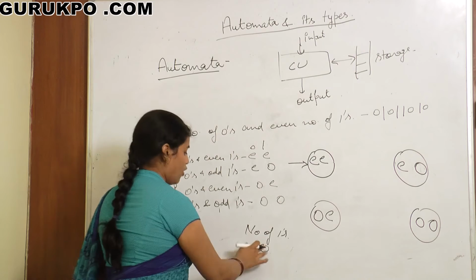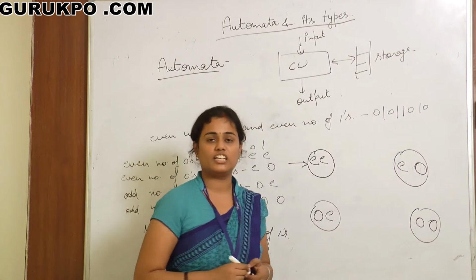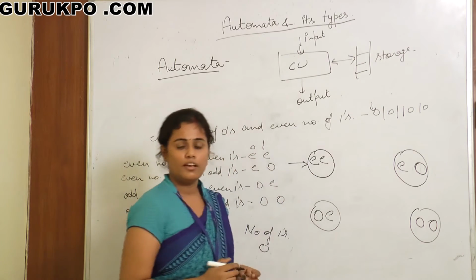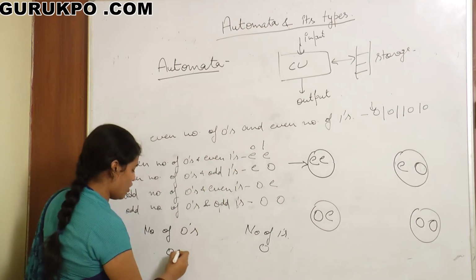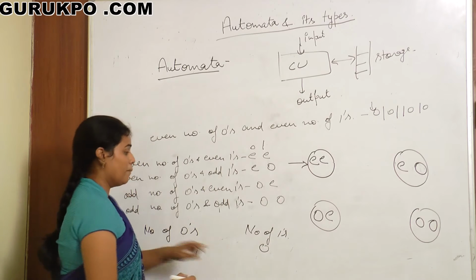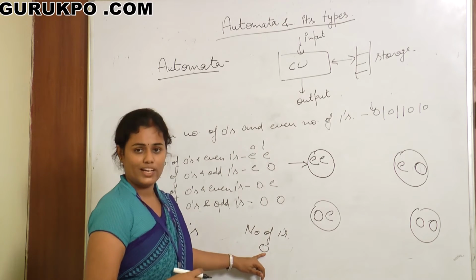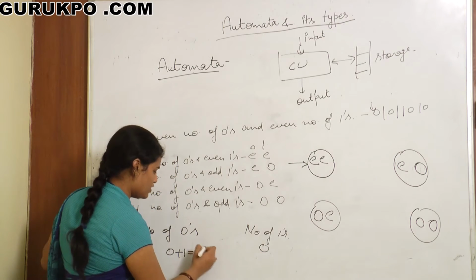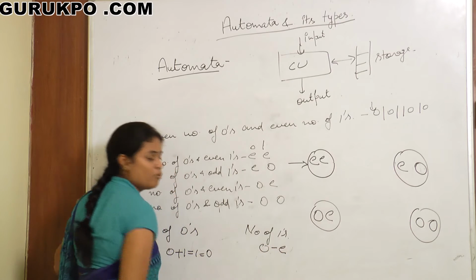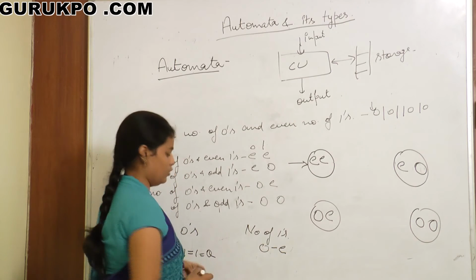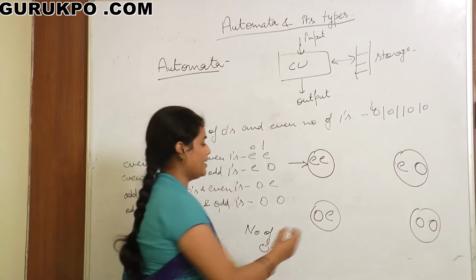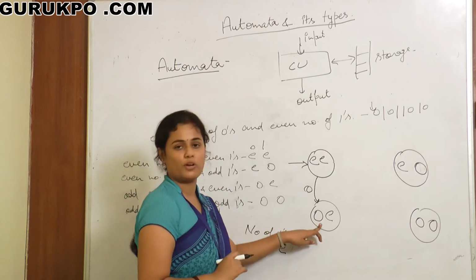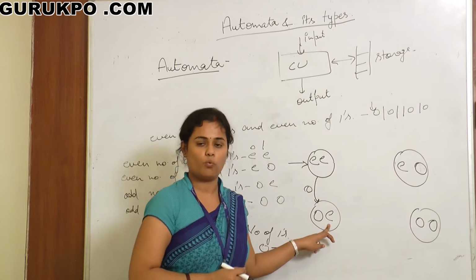Now the machine reads the first digit of the string. Suppose it reads 0, which means the number of zeros is now 0 plus 1, equal to 1, but it has not read any 1. That is why the number of ones will be 0. In this case, odd number of zeros and even number of ones. So when the machine reads 0, it will reach the state odd number of zeros and even number of ones.